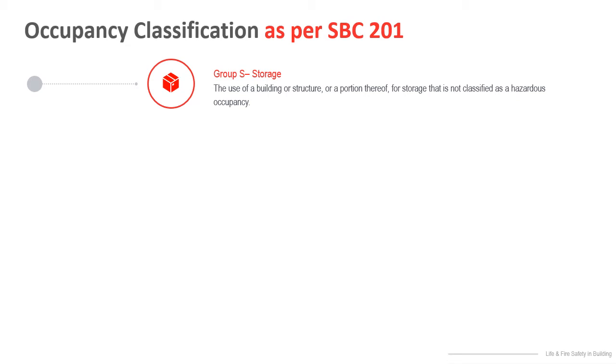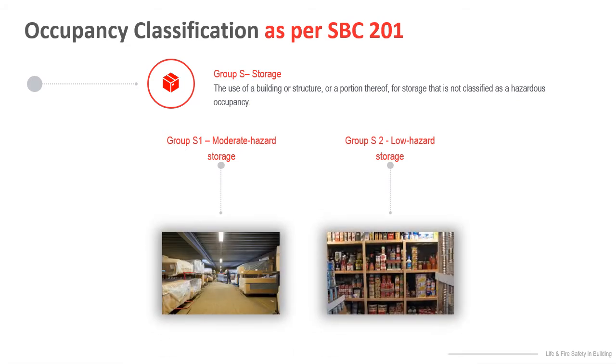Group S, storage: the use of a building or structure or a portion thereof for storage that is not classified as a hazardous occupancy. We have Group S1 and Group S2. Group S1 is for moderate hazard storage, Group S2 for low hazard storage. An example for Group S1 is storing furniture, and an example of Group S2 is storing food.